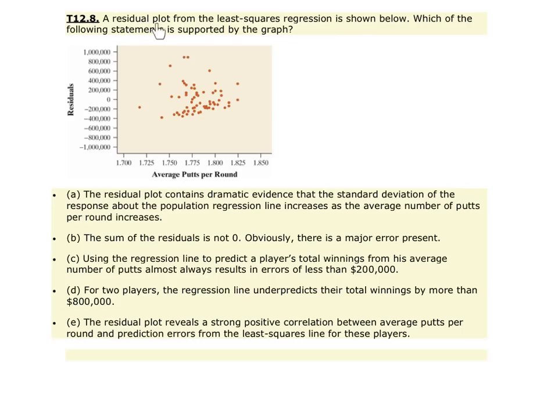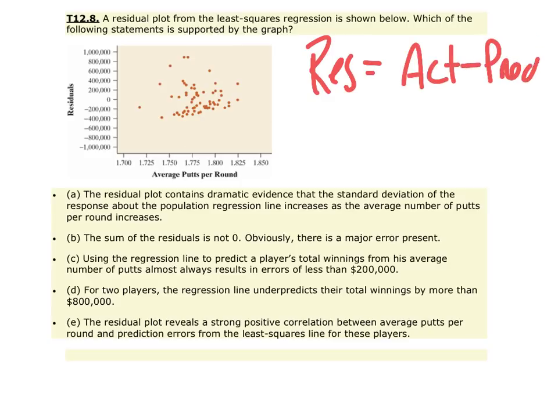Number 8, a residual plot from the least squares regression line is shown below. Which of the following statements supports the graph? Now, the first point of review is to remember that residual stands for actual minus the predicted, so that's a good review.